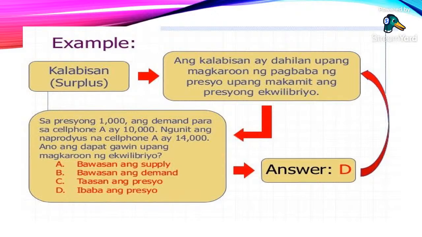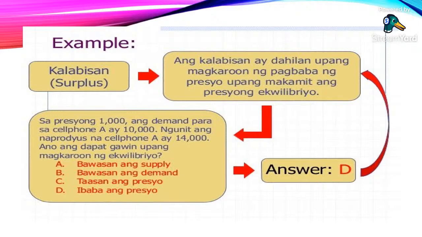So dito sa presyo 1,000, ang demand para sa cellphone A ay 10,000. Ngunit nag-produce na cellphone A ng 14,000. Anong dapat gawin upang magkaroon ng equilibrio? Okay? So, bawasan ang demand, taasan ang presyo, ibaba ang presyo.